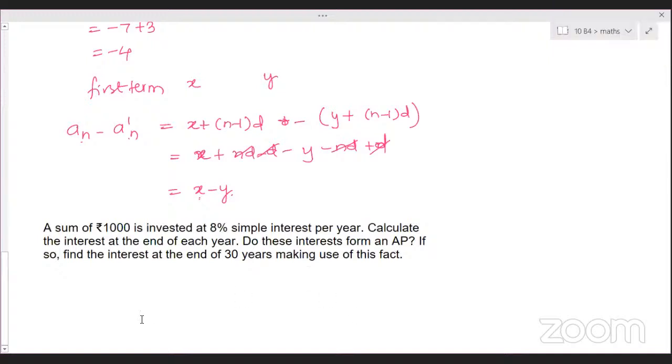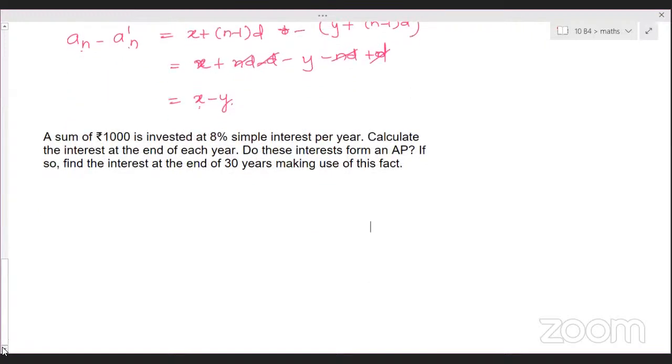A sum of 1000 rupees is invested at 8% simple interest per annum. Calculate the interest at the end of each year. Do these interests form an AP? And if so, find the interest at the end of 30 years, making use of this fact.